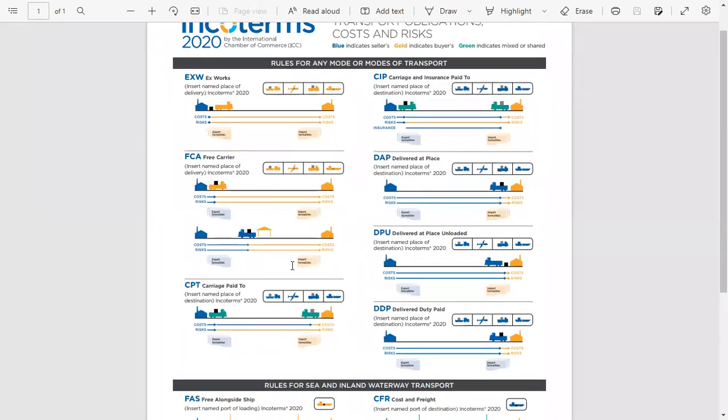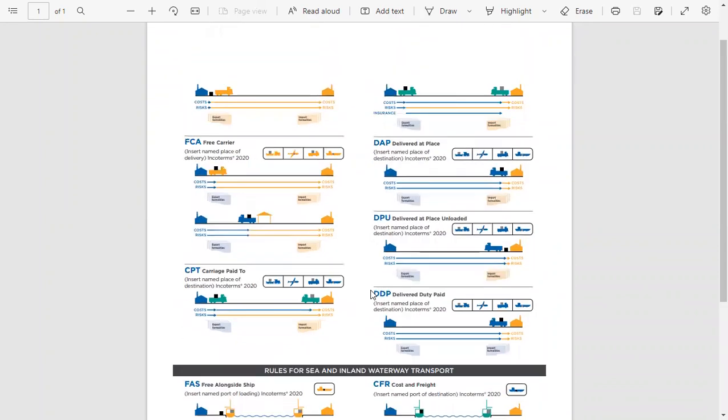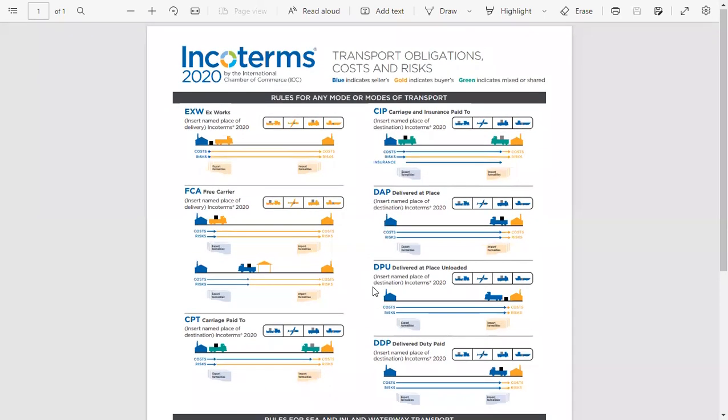C group has CPT, CIP, CFR, and CIF. And we also have the D group: DAP, DPU, and DDP.